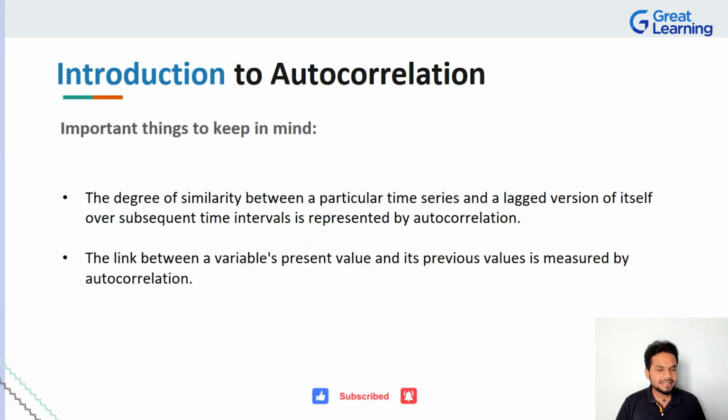But there are certain important things you have to keep in mind whenever we discuss autocorrelation. We are trying to understand the link that exists between a variable's present value and its previous values. This link, which gives us the relationship between a time series and a lagged version of the same time series, is exactly what we mean by autocorrelation.